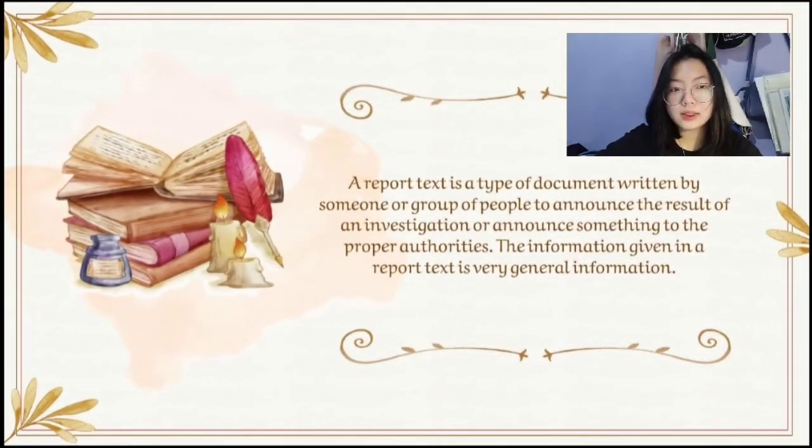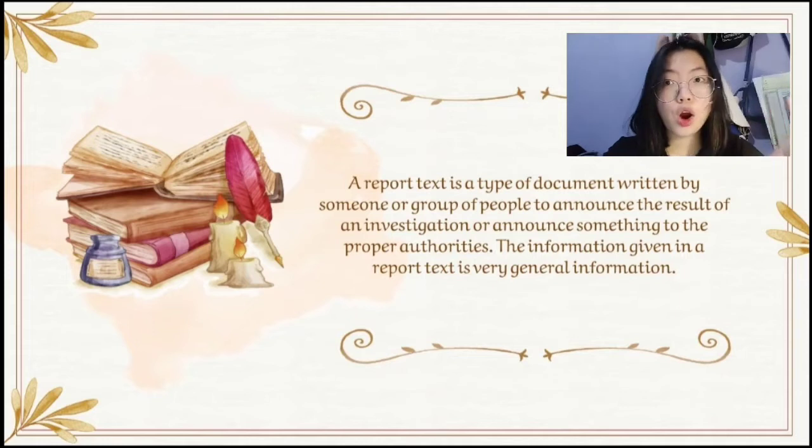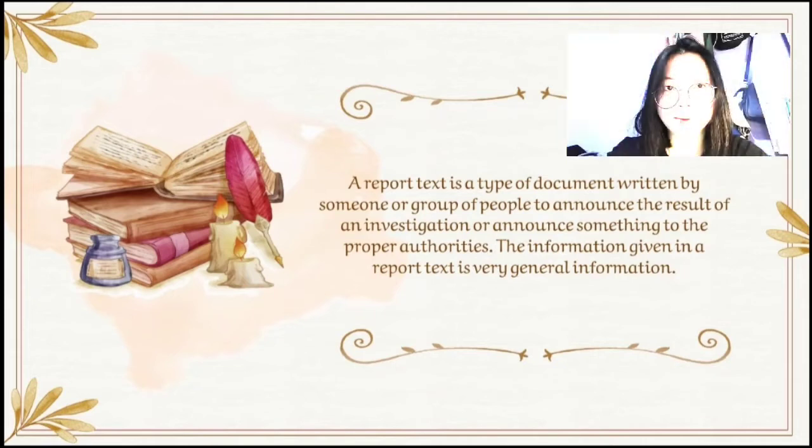A report text is a type of document written by someone or a group of people to announce the result of an investigation or announce something to the proper authorities. The information given in a report text is very general information. Or you can define it as a text which presents information about something as it is. It is the result of systematic observation and analysis.